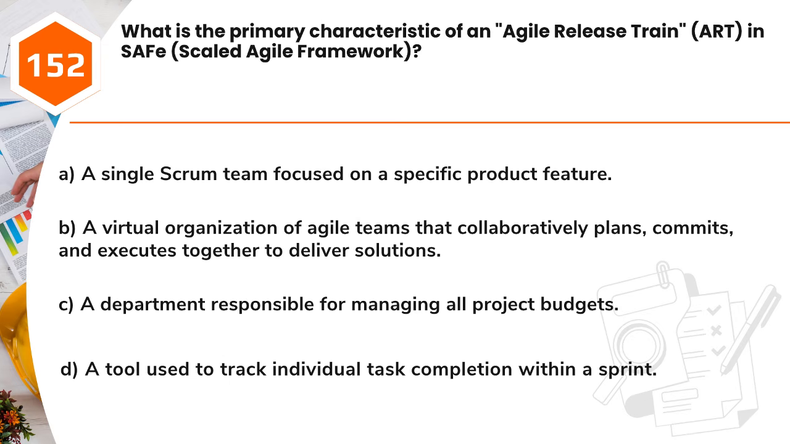Question 152. What is the primary characteristic of an Agile release train, ART, in SAFe, Scaled Agile Framework? A. A single Scrum team focused on a specific product feature. B. A virtual organization of Agile teams that collaboratively plans, commits, and executes together to deliver solutions.